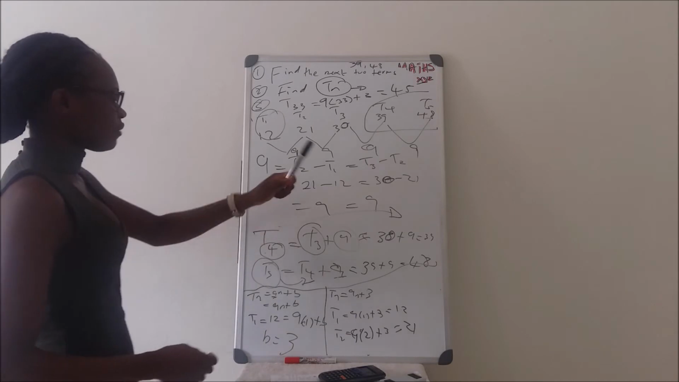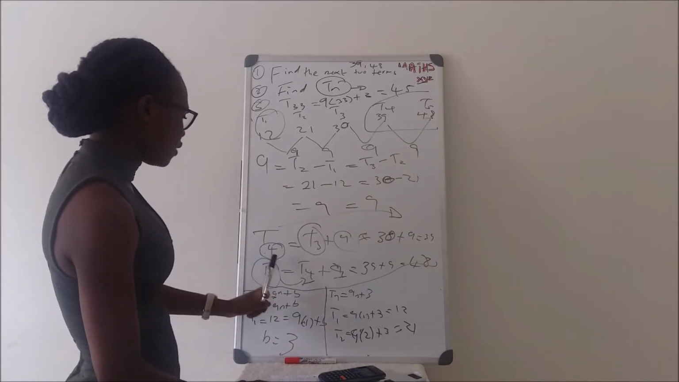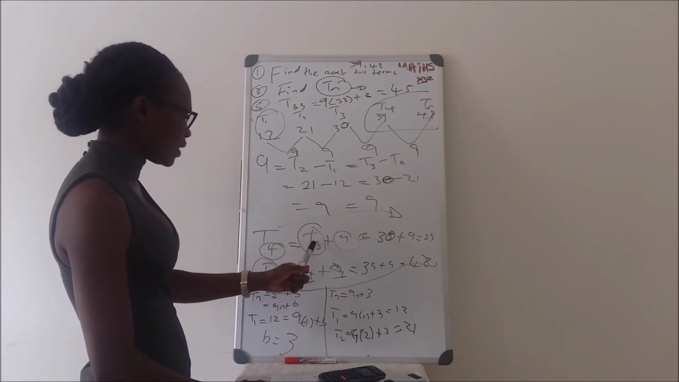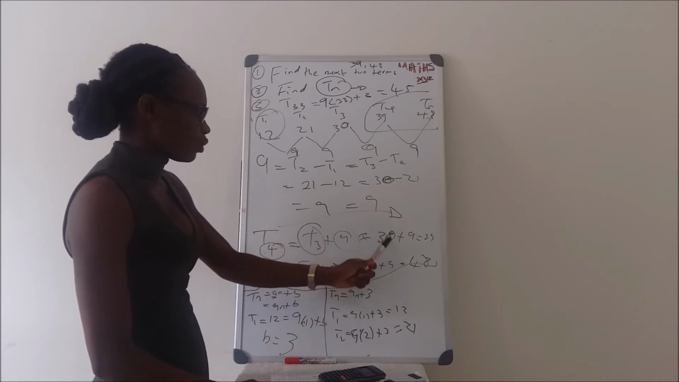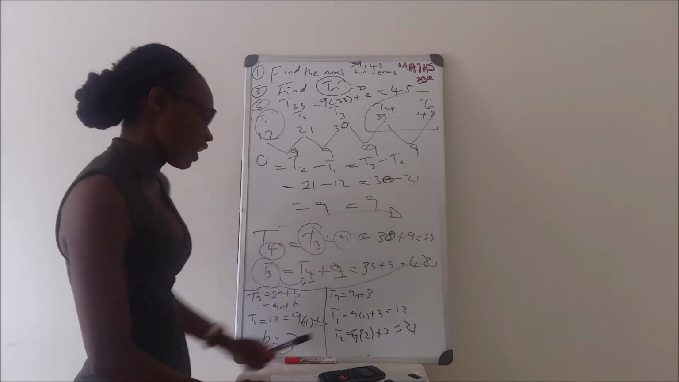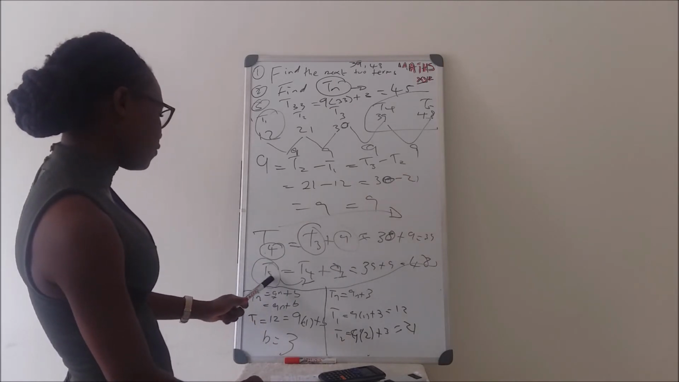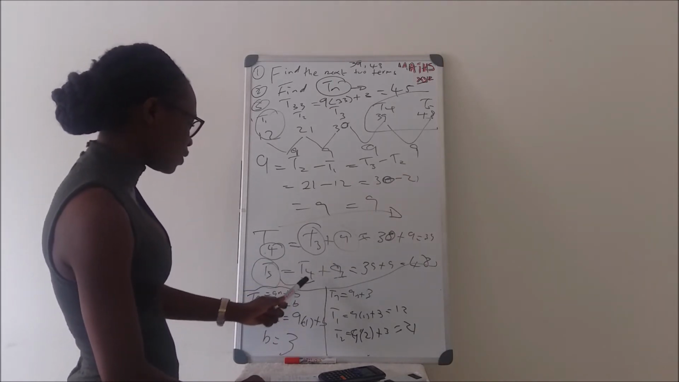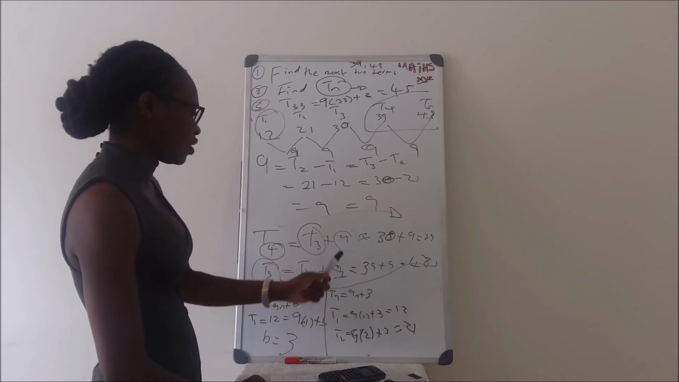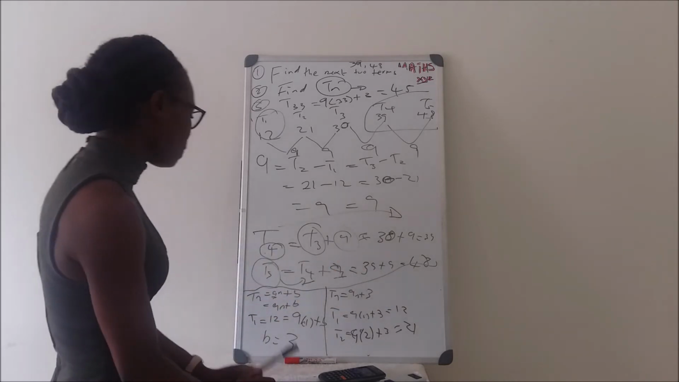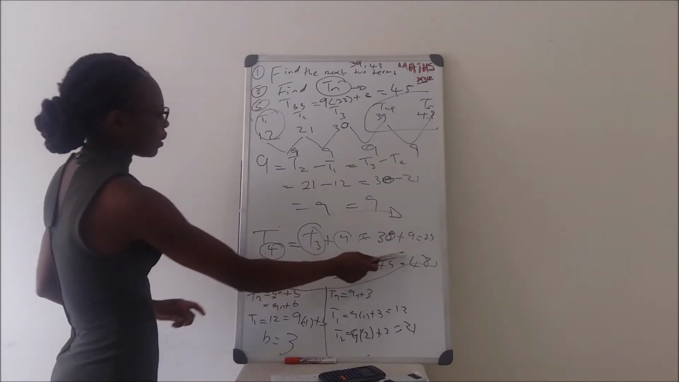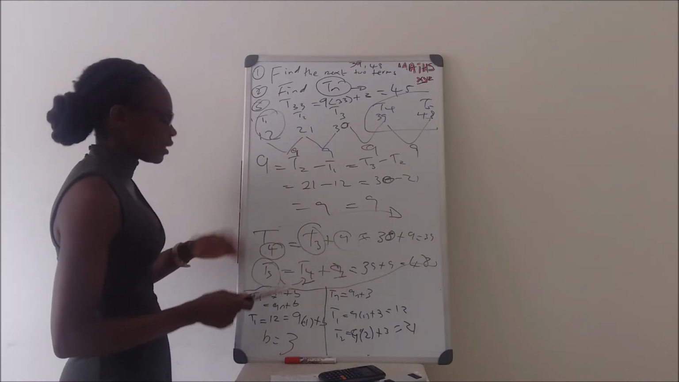Alright, now to find T4 and T5, T4 equals the previous term, which is T3, plus the difference, which is A. Then that would be 30 plus 9, which gives us 39. And here as well, T5 equals the previous term, T4, plus A, the difference, which is 39 plus 9, which gives 48. Alright, from there we found the next two terms. The first question is answered correctly.